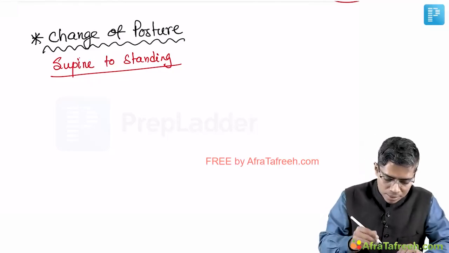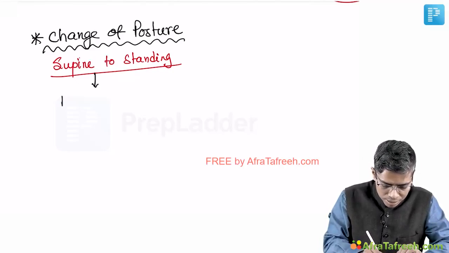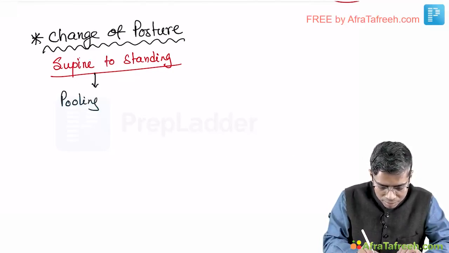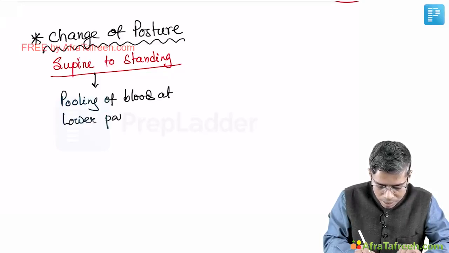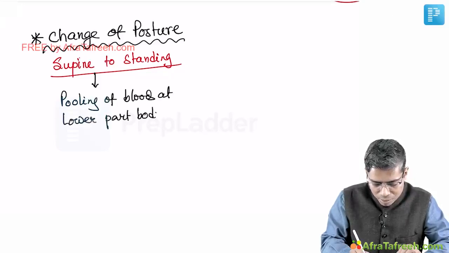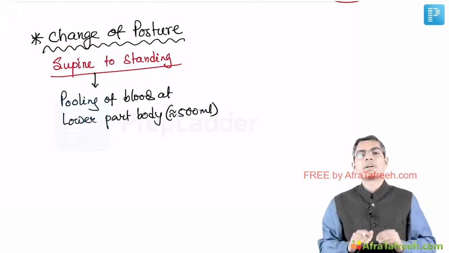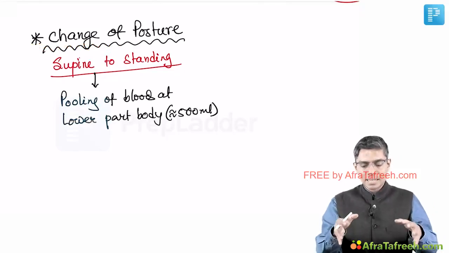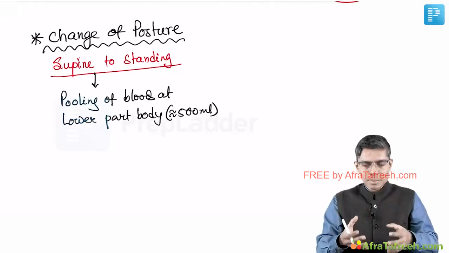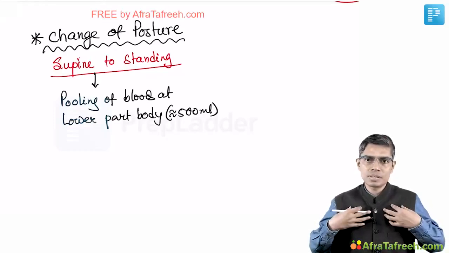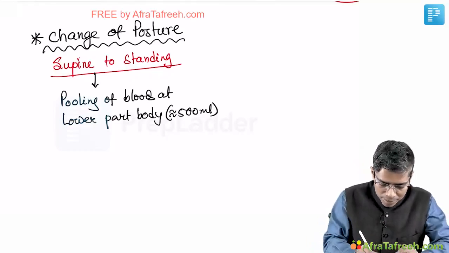So I am writing here that because of this sudden change of posture, there will be pulling of blood at the lower part of the body. How much blood? I told you that approximately 500 ml of blood is going to be pulled in the lower part of the body, mainly at the level of the thigh and leg region and the abdominal vein region. But if there is pulling of extra blood in the lower part of the body, so heart chambers are going to get less blood. So what will happen to the venous return to the heart?